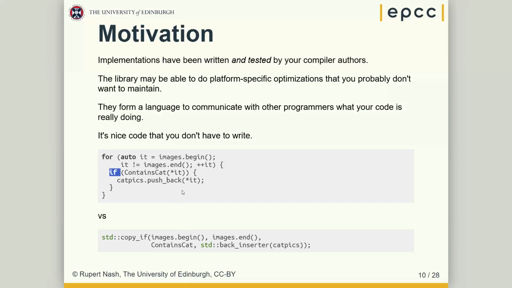It's not very obvious what I'm intending. However, if I use the standard copy_if, which is all I'm actually doing, it's very obvious what I'm intending by the name. I give it start of images, end of images, I have some container that contains all my cats, and a function that says, does this contain a cat image? And then I insert this result onto my output, which is catpics. Okay, it's just much cleaner.